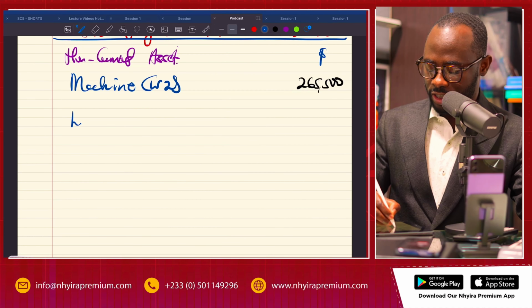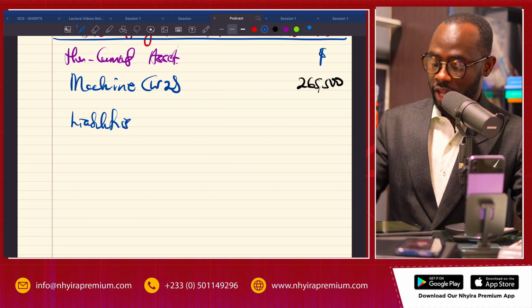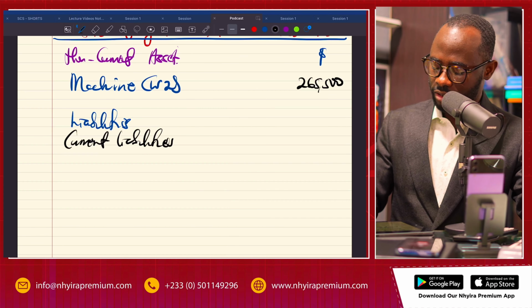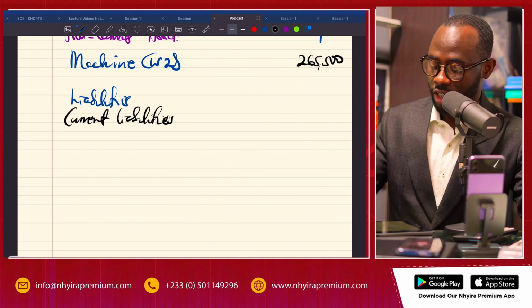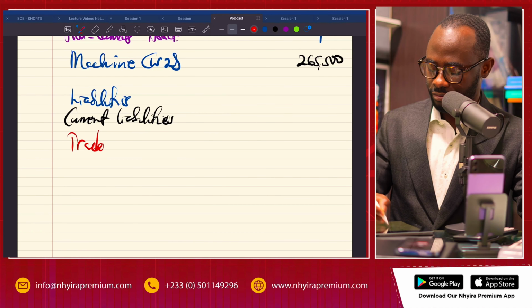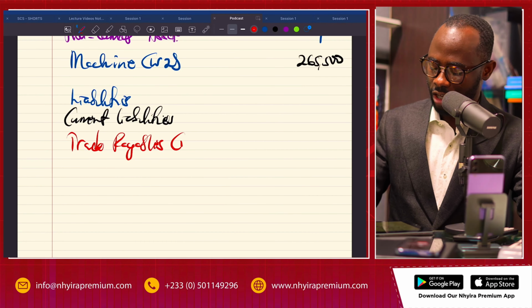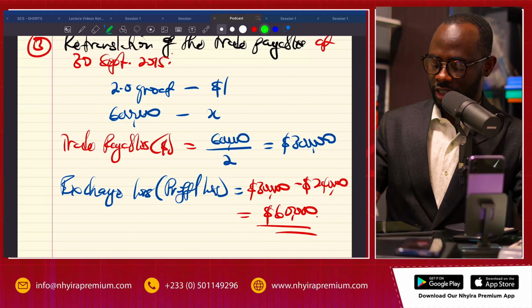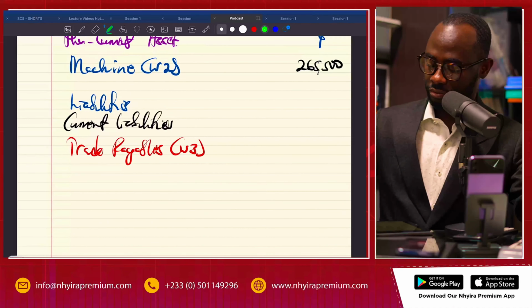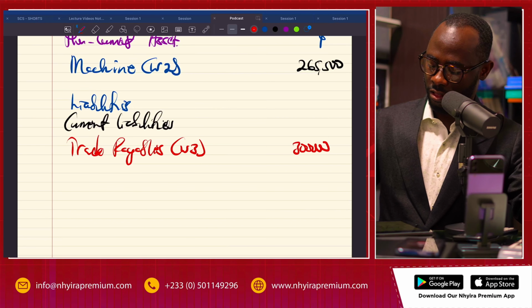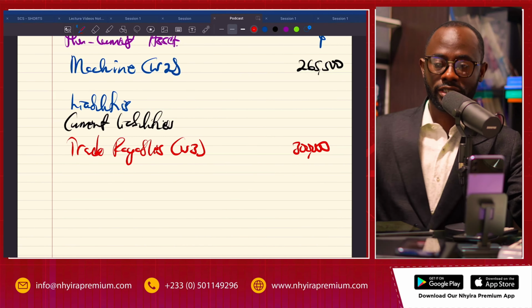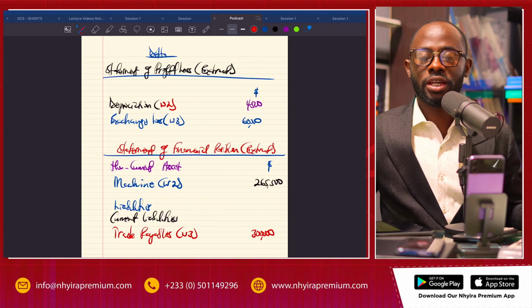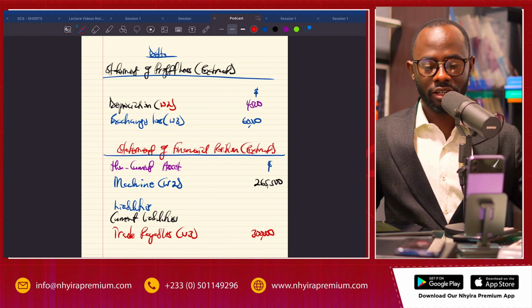Then we go to liabilities. Under current liabilities, because this trade payable figure will be paid in just a month from now, it will be under current liabilities. So trade payables, and that will be in workings 3, the retranslated figure, 300,000. This is the answer to the question, and this is what we mean by treatment of transactions in foreign currency.